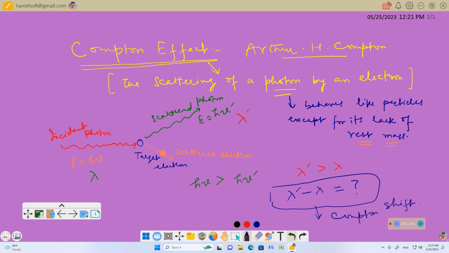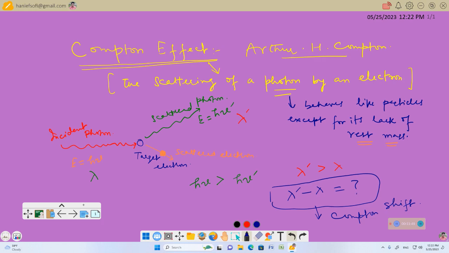So let me move to find the expression for this Compton shift, and you know that in any such scattering event, when we have to predict some things after collision, we use the two main laws, that is law of conservation of energy and law of conservation of linear momentum. So we will use those two laws to find the Compton shift. So let us move.